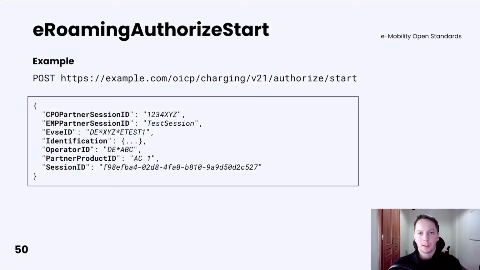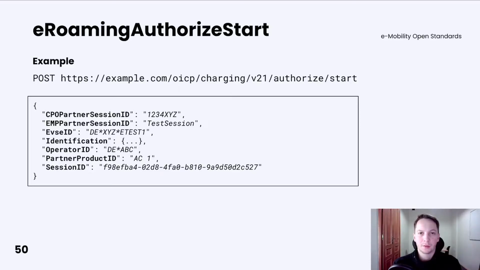Here we have an example of how an eRoamingAuthorizeStart request looks. CPO partner session ID and EMP partner session ID are optional, but can be used for a custom session mechanism. EVSE ID is also optional because it can be derived based on identification data. Nonetheless, it's recommended to provide it as well for better debugging.